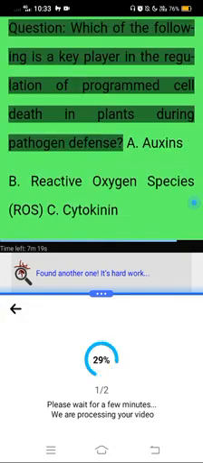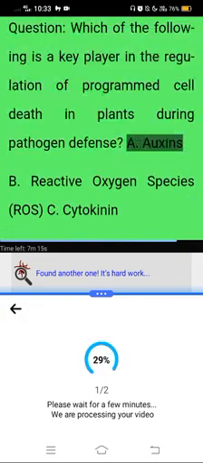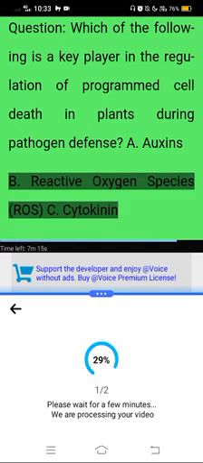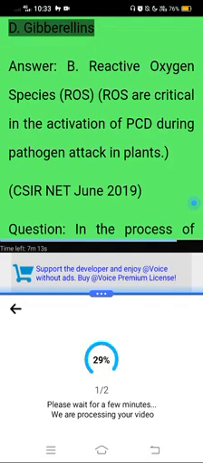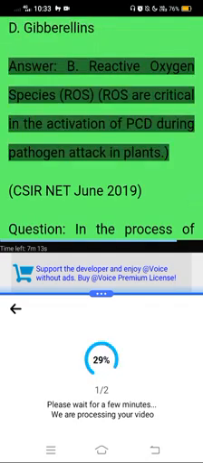CSIR NET December 2018. Question: Which of the following is a key player in the regulation of programmed cell death in plants during pathogen defense? A. Auxins. B. Reactive oxygen species, ROS. C. Cytokinin. D. Gibberellins. Answer: B, reactive oxygen species. ROS are critical in the activation of PCD during pathogen attack in plants.